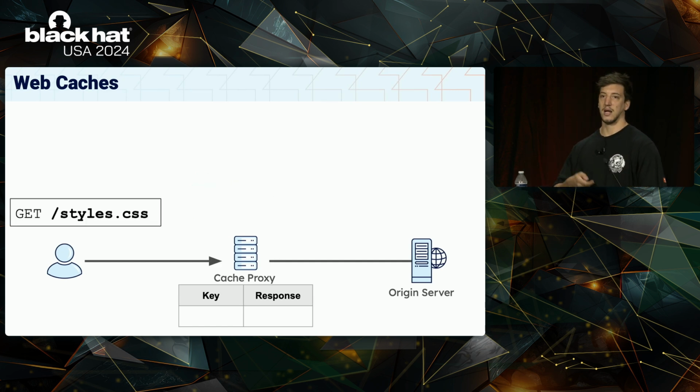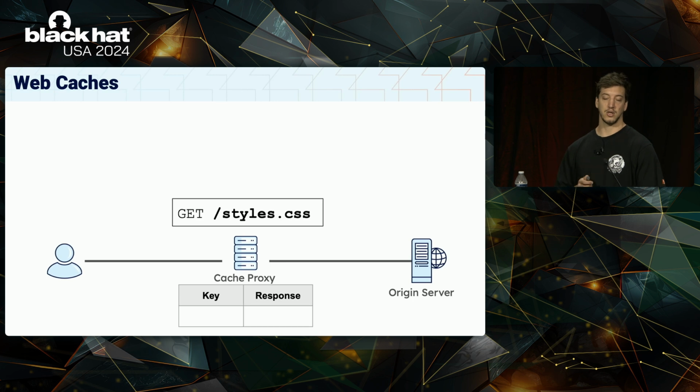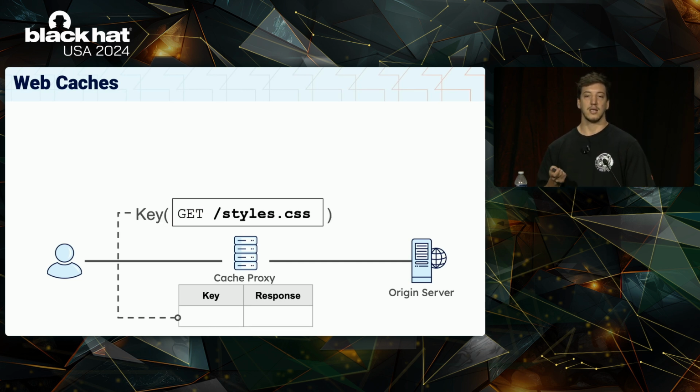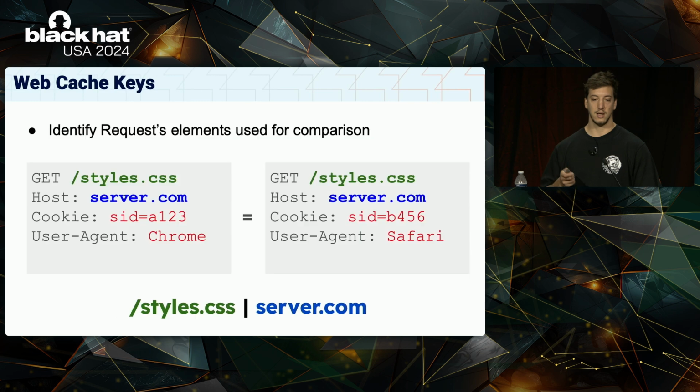So whenever we send a request to a website that is using a web cache, the first thing that is going to happen is that the request is going to be handled by that web cache proxy, and the idea is that it will try to resolve the request by generating a response that is already stored. So to do that, it's going to calculate the key of the request, and the key is basically an identifier that just says which is the resource that is being requested.